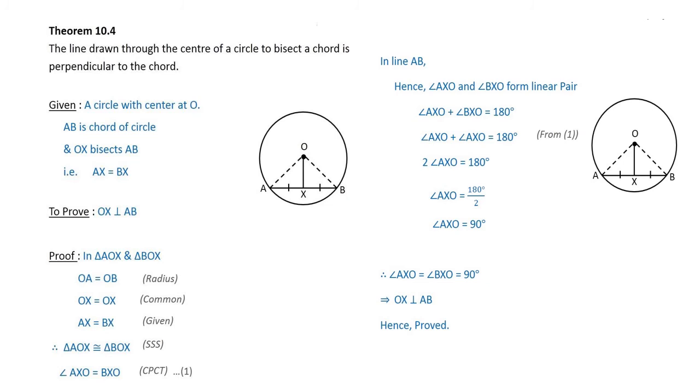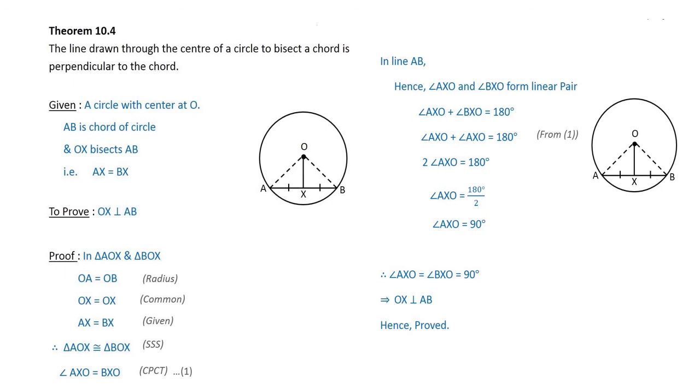Now, okay, so once we get these two triangles congruent, we still cannot prove that it is 90 degrees because they are just equal. But we say that AB is a line, and therefore angle AXO and angle BXO form a linear pair. When is a linear pair formed, children? The linear pair is formed when there is a straight line and the two angles are adjacent to each other. Linear means line. So, when two angles are adjacent to each other and they are making a line, or they are adding up to 180 degrees, it is called a linear pair. So, I will say angle AXO plus angle BXO is equal to 180 degrees.